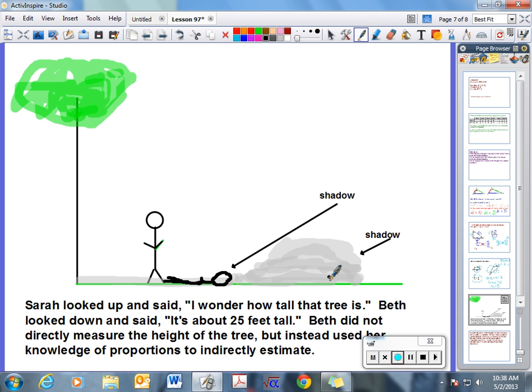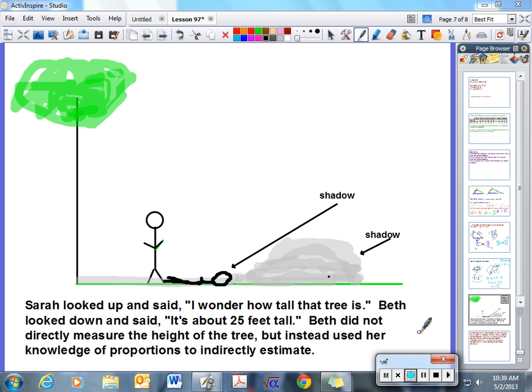Okay? So the story is that Sarah looked up and said, I wonder how tall that tree is. Beth looked down and said, oh, it's about 25 feet tall. Beth did not directly measure the height of the tree, but instead she used her knowledge of proportions to indirectly estimate. Now let's see how she did that.